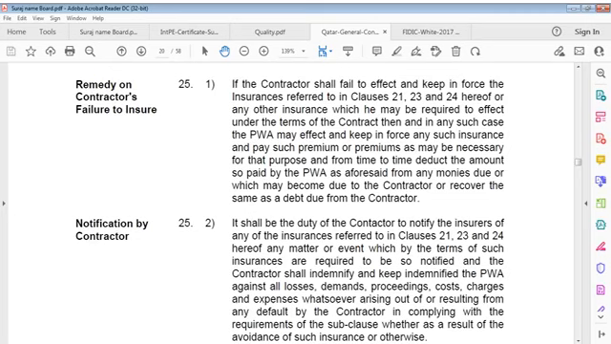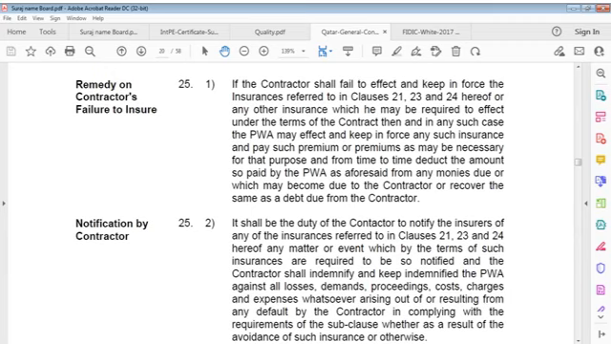Contractor shall fail to effect and keep in force insurance referred to thereof or whatever other insurance which may be required to effect under the terms of the contract. Then in every such case, the client may effect and keep in force such insurance and pay such premium or premiums as would be necessary for that purpose, and from time to time deduct amounts so paid by the client as aforesaid from whatever money is due or which may become due to the contractor, or recover the same as a debt due from the contractor.